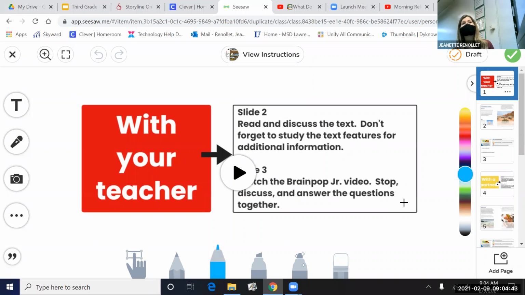All right, today we're going to start by thinking about our success criteria. Today we are going to continue thinking about climate regions, and we're going to continue thinking about text features and how they help us when we're reading. I'm going to push play on this video, and I want you listening and thinking about what we're going to be doing today.